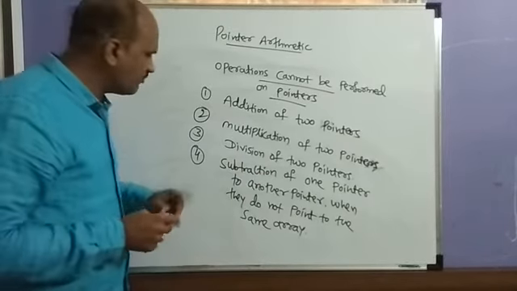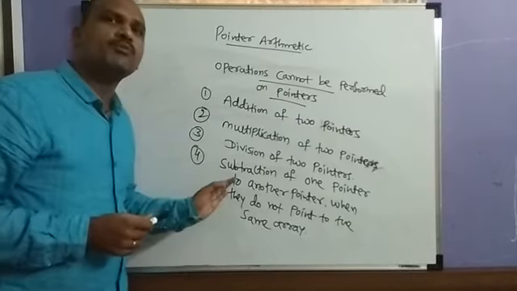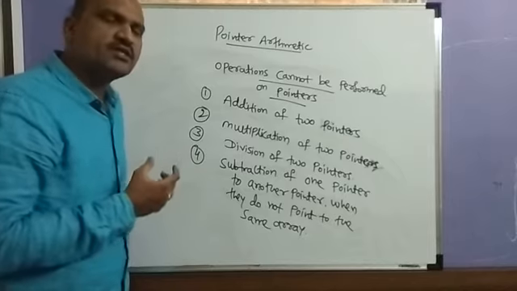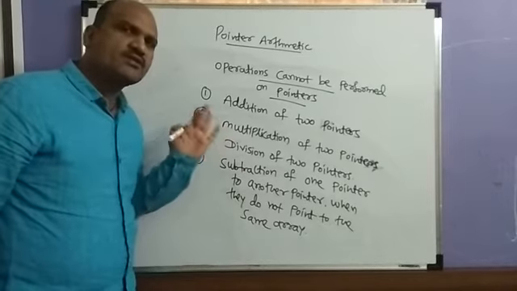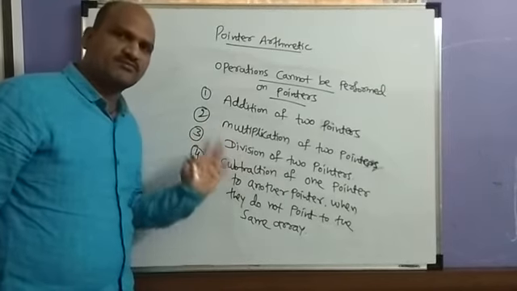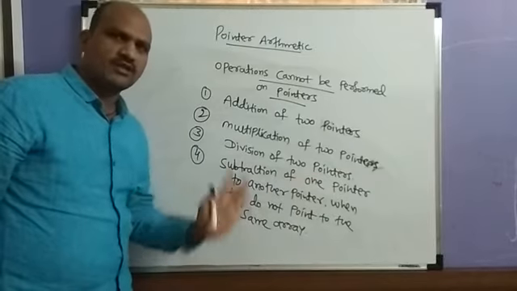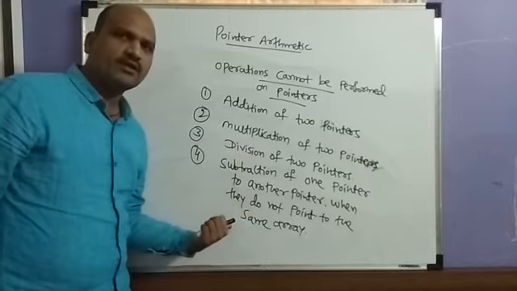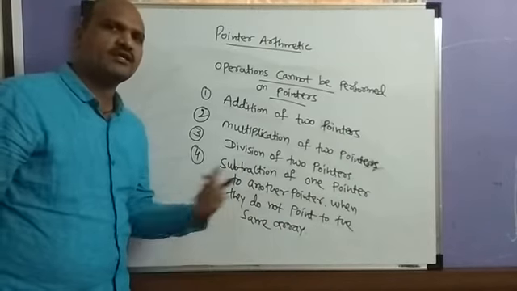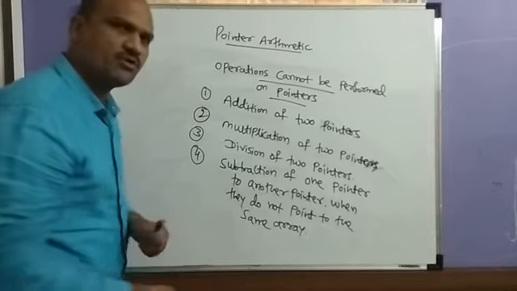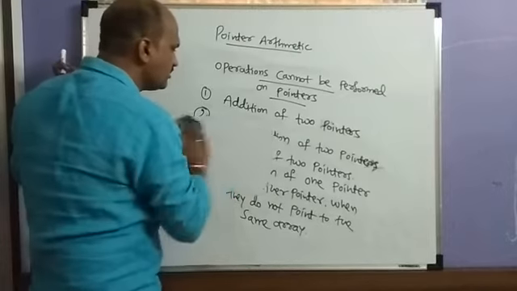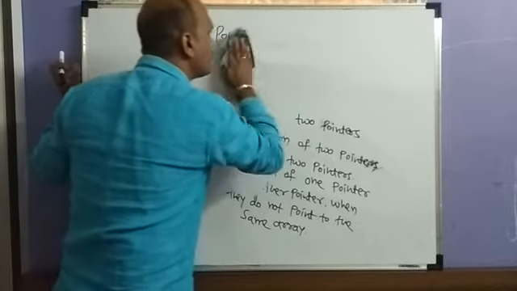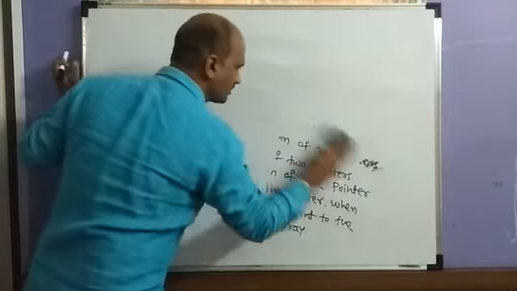So these are the 4 operations which cannot be performed on the pointers. That is addition of two pointers, then multiplication of two pointers, division of two pointers, and subtraction of one pointer to another pointer. It is possible when they point to the same array. When they do not point to the same array, then it is not at all possible to perform. So these are the operations that can and cannot be performed in pointer arithmetic.